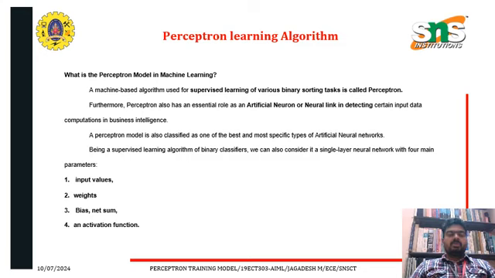So what is actually a perceptron model in machine learning? The algorithm that uses supervised learning on various binary classification tasks is called a perceptron. Furthermore, perceptron also has an essential role as an artificial neuron in detecting certain input data and computation in business intelligence. Perceptron model is also classified as one of the best and most specific types of artificial neural networks. Being a supervised learning algorithm for binary classification, we can also consider it a single layer neural network with four main parameters: input value, weight, bias or net sum, and activation function.